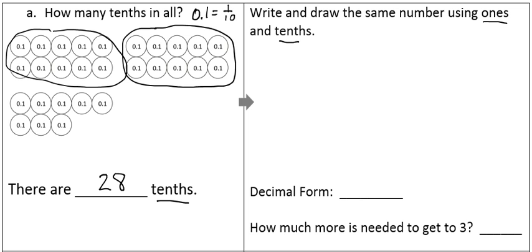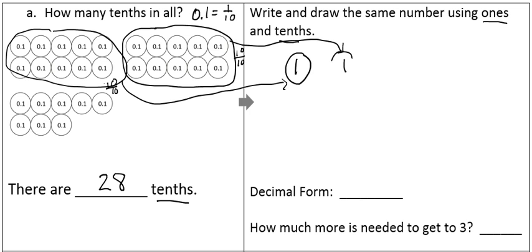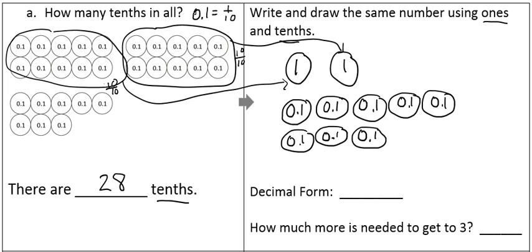The first group that I circled over here was 10 tenths. 10 tenths is the same as 1 whole. So this group represents 1 whole. The second group also represents 1 whole because it is also 10 tenths. So I'll draw another whole disc for that group. Beyond that, I have 8 more tenths. I can't change those 8 tenths into anything, so I'm just going to redraw them on the other side of the chart here. So there are my 8 tenths.